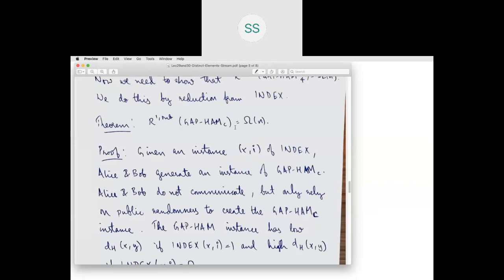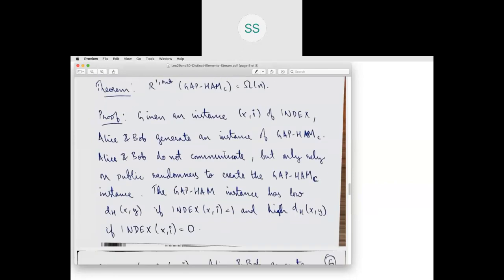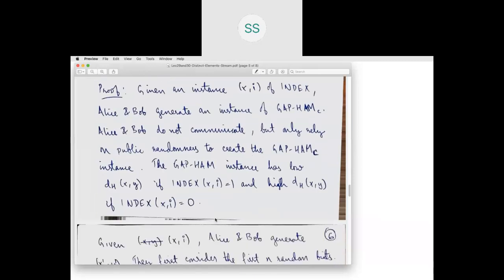What is fascinating about this reduction is that the instance constructed will be positively correlated, in other words has low Hamming distance if the answer to index is 1, and negatively correlated, or has high Hamming distance, if the index instance evaluates to 0. The gap Hamming instance has low Hamming distance if index is equal to 1, and high Hamming distance if index is equal to 0. And this is achieved without any communication between Alice and Bob, using only the shared randomness. So let us see what happens.